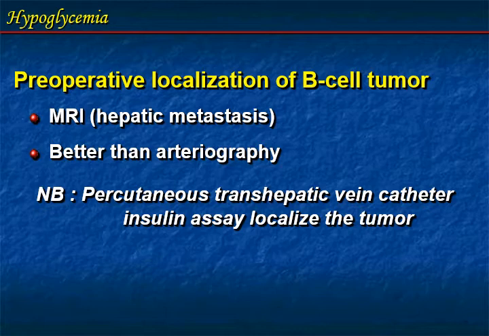Before thinking about an operation, we like to localize the beta cell tumor. MRI doesn't show sometimes the microadenoma in the pancreas, but it might show hepatic metastasis. Long ago, a percutaneous transhepatic vein catheter was used to measure the insulin assay in the head and the body and the tail. The area with increased insulin secretion is the site of the adenoma. And this is very important, because if there is a surgical procedure, it can be done there.